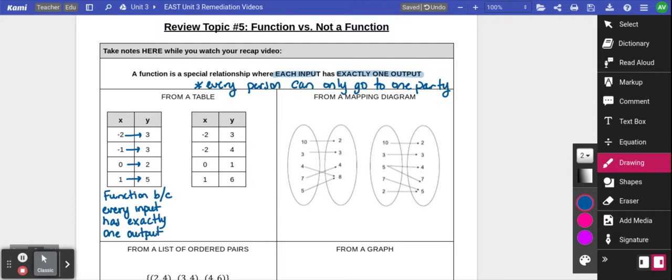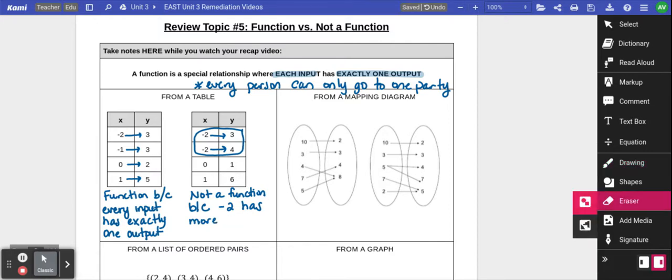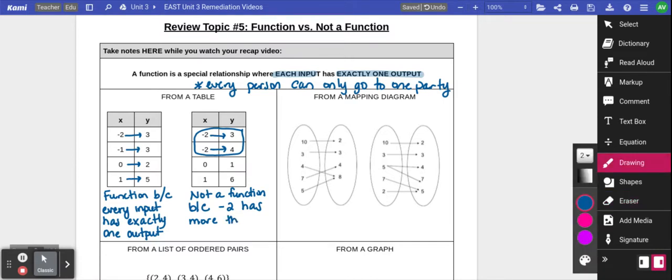Now, if you look at the second table here, it looks to me like the -2 is being assigned to two different outputs. It's being assigned to the +3 and the +4. It is not allowed to do that. In the function world, every input can only have one output. So I would say that this is not a function because, and I like to write b/c, because -2 has more than one output. And that's not allowed. That's illegal in the function world.